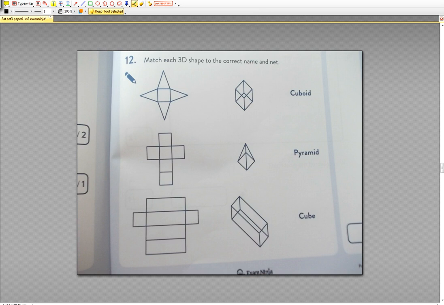This one's easy. Okay, match each 3D shape to the correct name and net. That should be quite nice and easy for everybody. So, that's a cuboid. That should be matching here. Actually, we can do the other way around, the arrows. So let me just delete that. So that way. This square-based pyramid here will go there, and this shape will be there. And that's nice and easy.